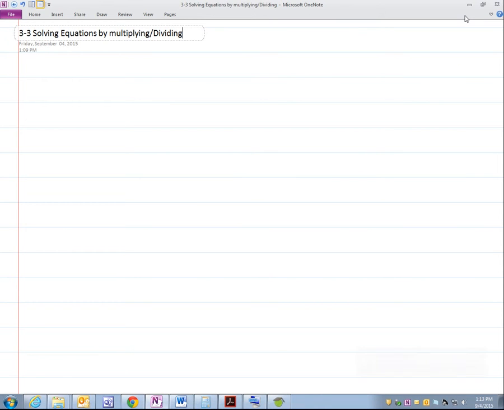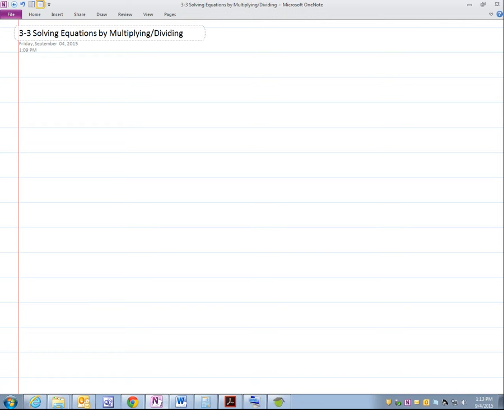Section 3.3, solving equations by multiplying and dividing. I guess I should make that capital. Oops. Multiplying, dividing. Yesterday we did addition and subtraction. And how did we fare on that homework?